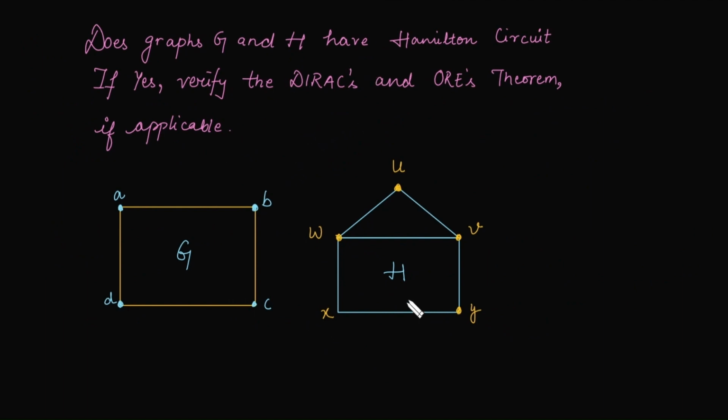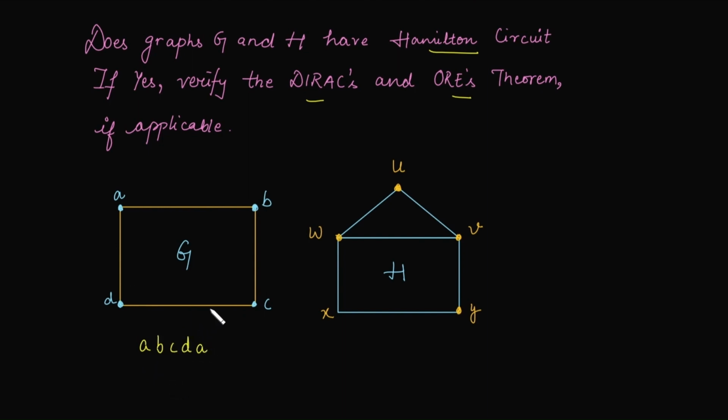So let's consider these two graphs, G and H. We need to find whether there exists a Hamilton circuit. If yes, after that we will verify Dirac's and Ore's theorems, if applicable. So for the graph G, does it contain any Hamilton circuit? The answer is yes. That is A, B, C, D, and you can come back to A.